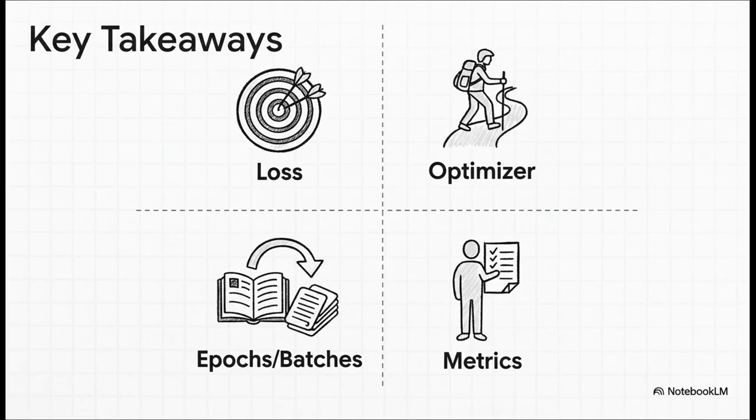So, to wrap it all up, we've basically defined the game for our machine. Get that loss score down. We gave it a coach to guide it, the optimizer. We set up its study schedule with epochs and batches. And finally, we created a human-readable report card using metrics so we can actually see how well it's doing.